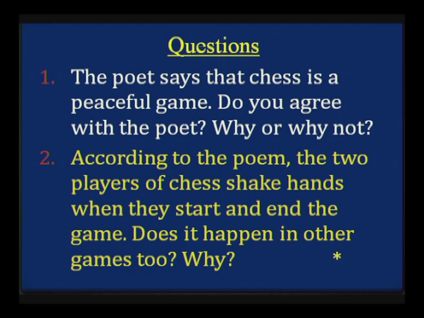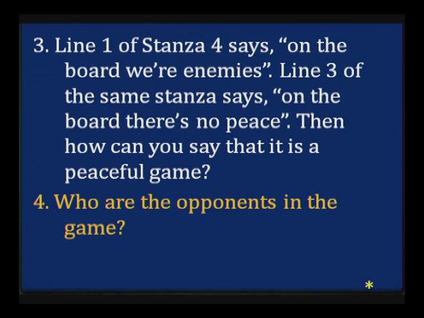According to the poem, the two players of chess shake hands when they start and end the game. Does it happen in other games too? Why? Line 1 of stanza 4 says, "On the board we are enemies." Line 3 of the same stanza says, "On the board there is no peace." Then how can you say that it is a peaceful game? Who are the opponents in the game? Okay children, now watch this video and listen to the answers that our friends are saying.